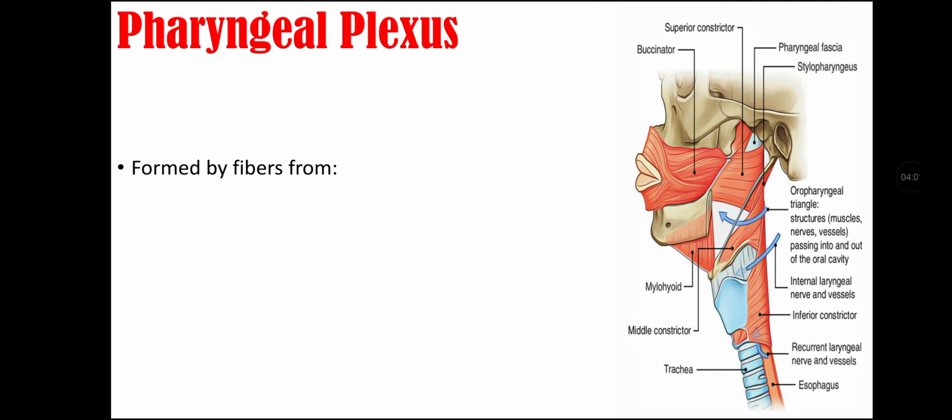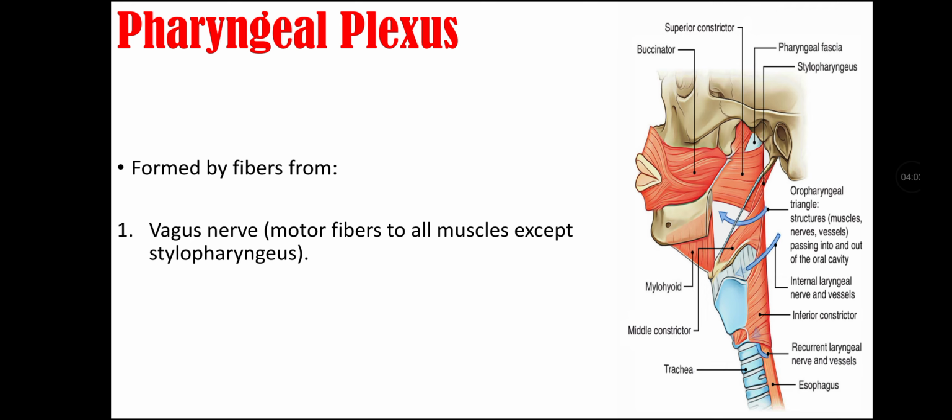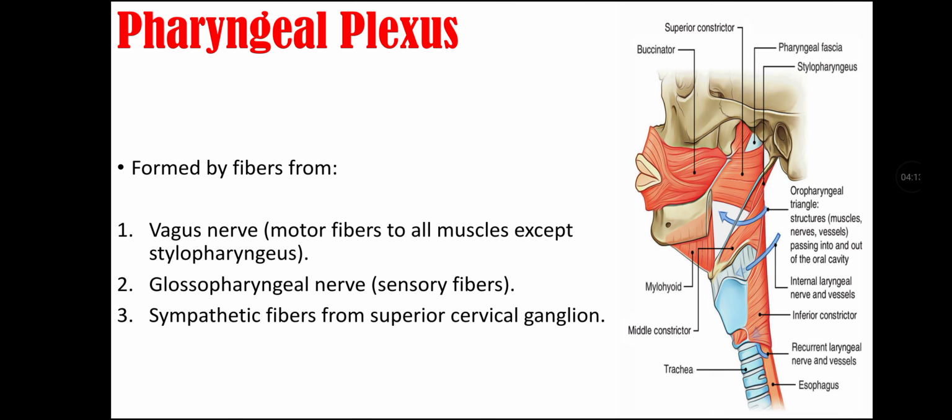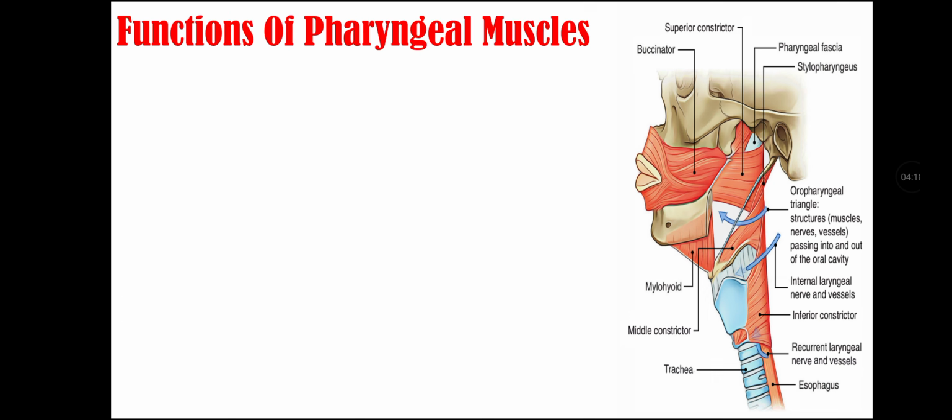Pharyngeal plexus. It is formed by fibers from vagus nerve that give motor fibers to all muscles except stylopharyngeal muscle, and from the glossopharyngeal nerve that gives sensory fibers to the pharyngeal plexus. And sympathetic fibers are also present there that are from the superior cervical ganglion.